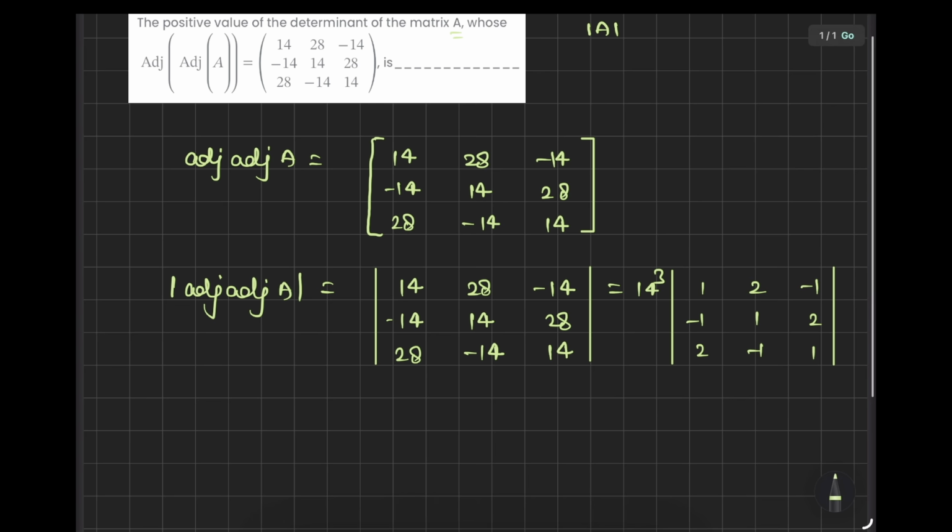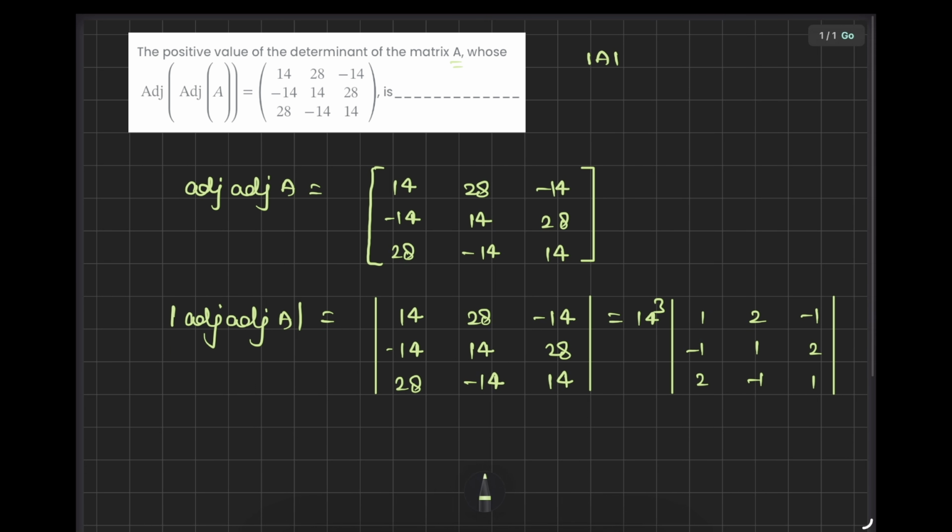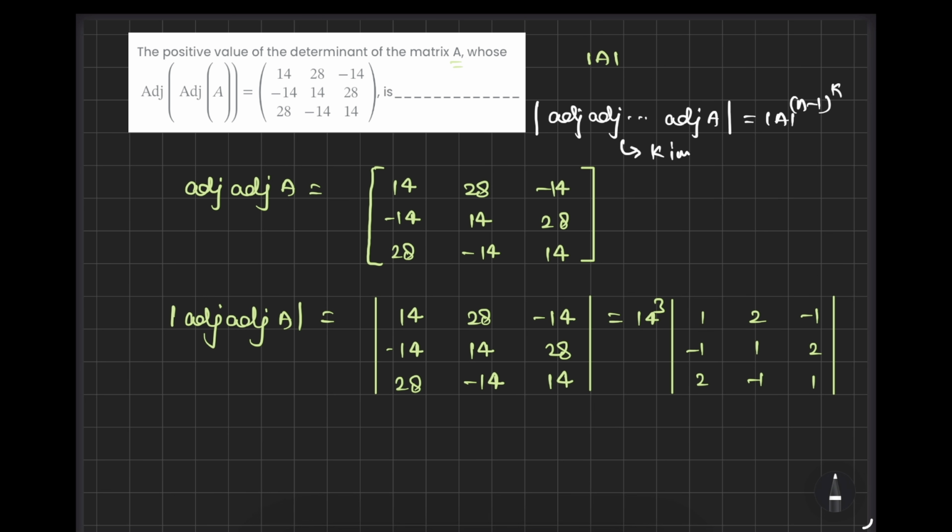Okay, now you know that we have a property which looks like this: determinant of adjoint, adjoint, dot dot dot, adjoint A is determinant of A power n minus 1 power k, if it is k times. Okay, means if adjoint is written k times, you have to put power as k. Now here it is 2 times, so can I write determinant of A to the power n minus 1?